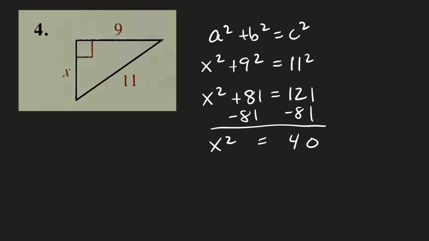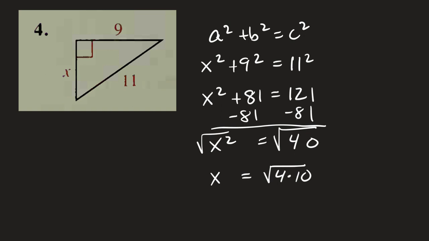Okay, so we have to take the square root of both sides. The square root of x squared is x. The square root of 40 is going to be some funky decimal. It's an irrational number. So what I'm thinking is, well, 40 is 4 times 10. And how did I come up with 4 times 10? Well, I'm thinking of factors of 40 that are perfect squares.